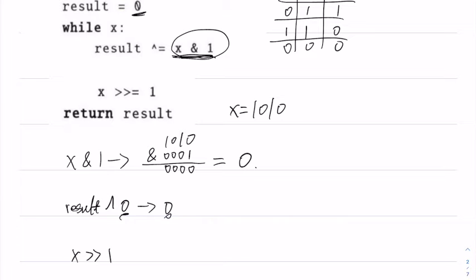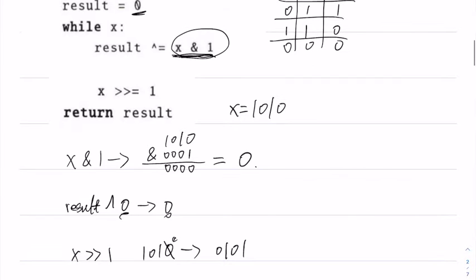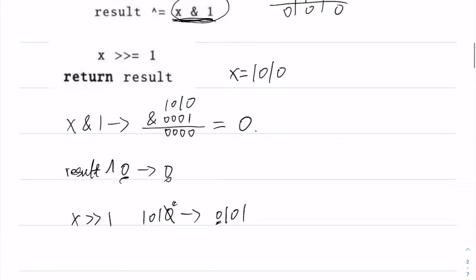Right shift by 1 would mean that we get rid of the last digit of the input, and then we shift every digit to the right by 1. So we get rid of the last digit here, and then everything is shifted to the right by 1, and this is just a placeholder. And now we can see that we get rid of the digit that we already have tested against.